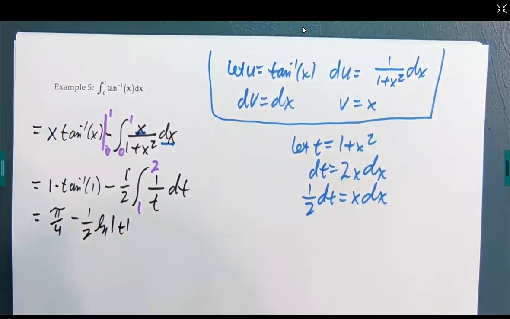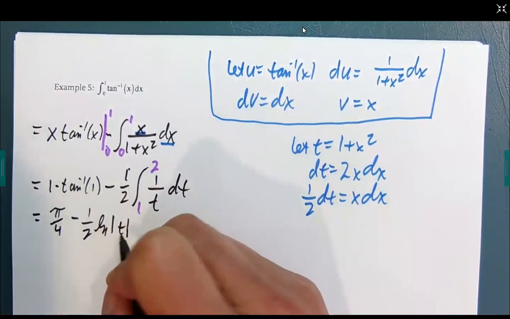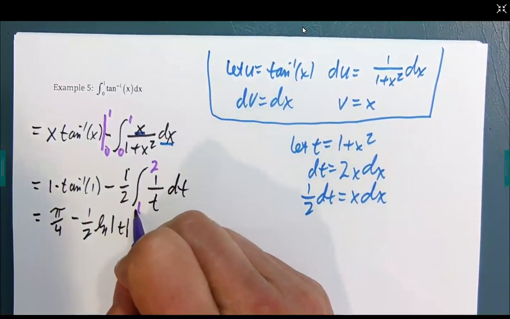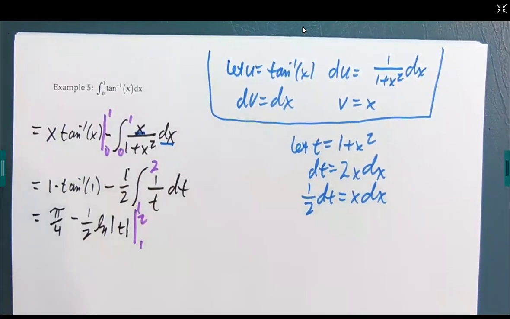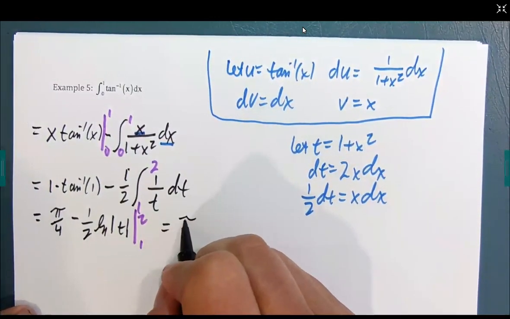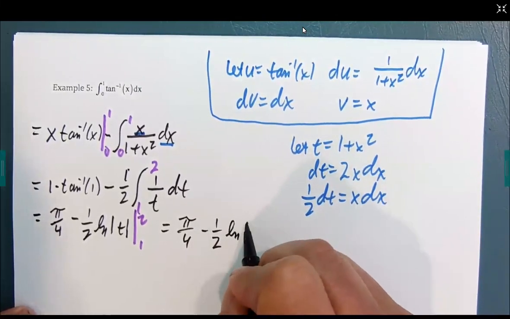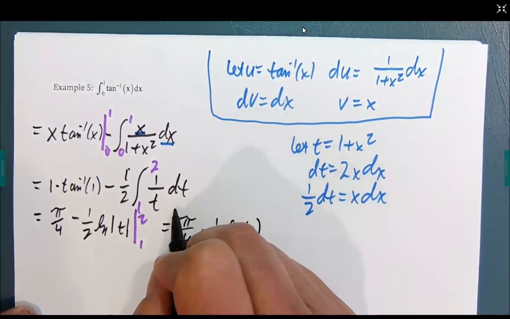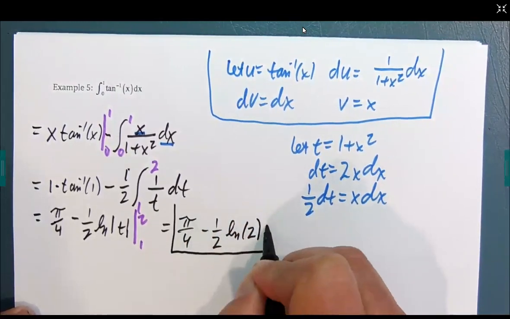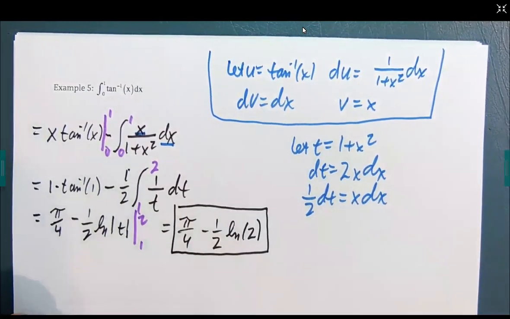Once again, we are going from, in this case, 1 to 2. Good news is, natural log of 1 is 0, so I don't have to worry about that one. So this becomes pi over 4 minus 1/2 ln of 2. And that is my final answer. I hope that you found this helpful.